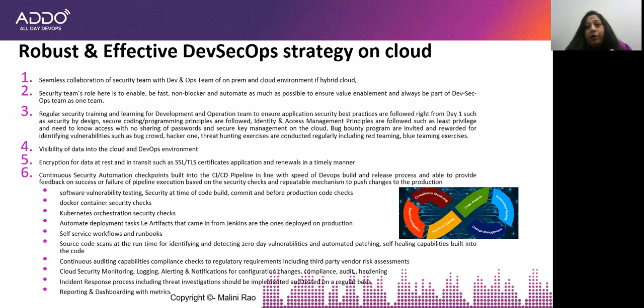Then you should have a proper incident response process, including threat investigation, implemented on a regular basis. It should be tested as well. Then you should have reporting and dashboarding, along with some of the important security metrics, available at the click of a button. It should not be like it's taking days to generate a report and review the metrics.